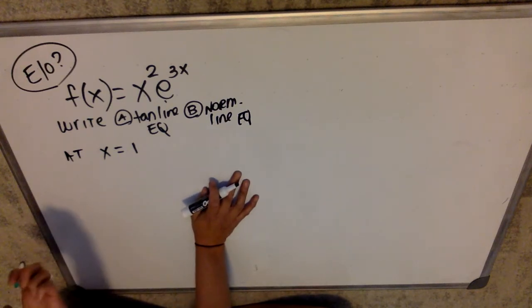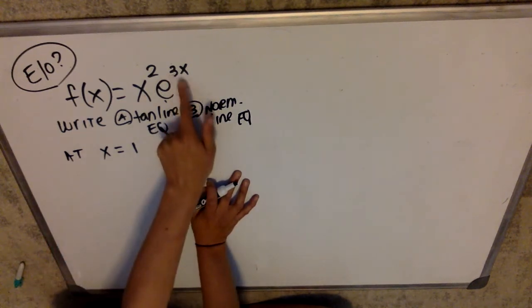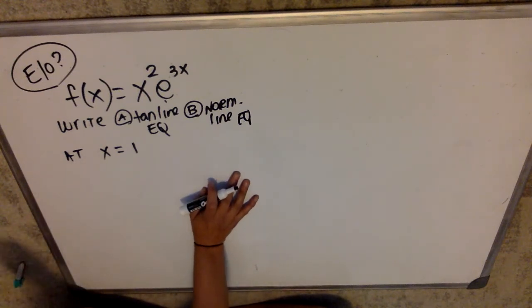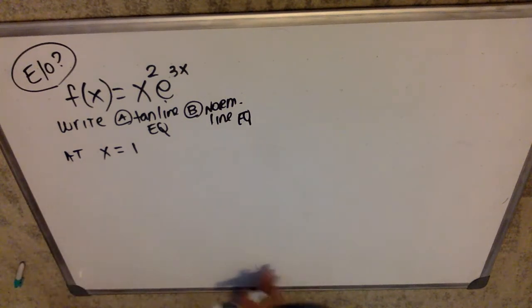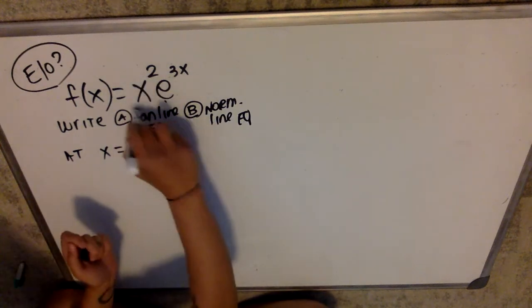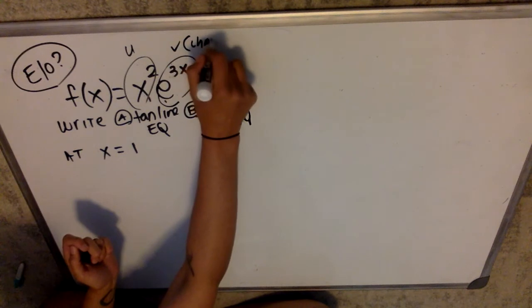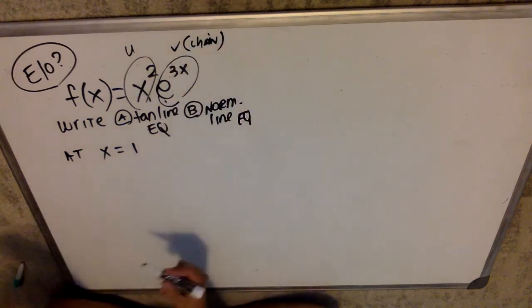And you're probably going to hate this just because there's a bunch of stuff going on. It's a product, and in the product there's a chain because of the 3x, and also it's got an e, so you're probably really loving this. But let's do it. I picked a slightly hard version of this, so here's my u, here's my v, which notice is going to have a chain in it, because my v has a function in my function.